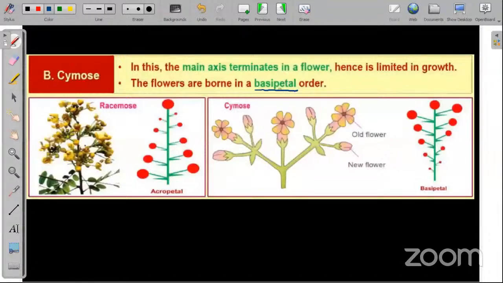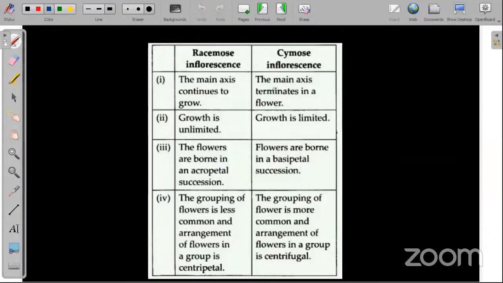Then what is the main difference between cymose and racemose? So here is the difference. In the case of racemose, the main axis continues to grow, as we already talked about.